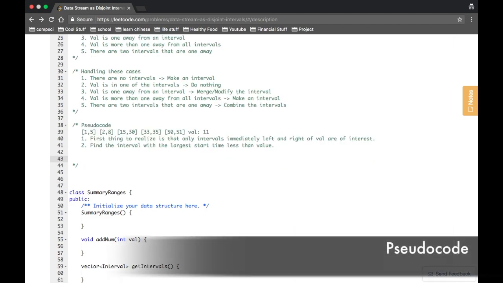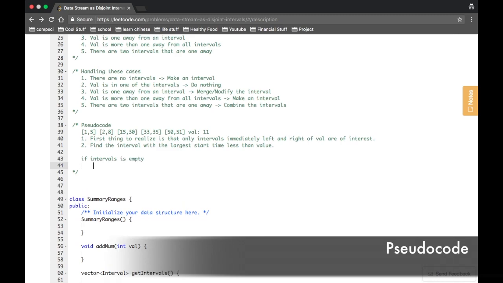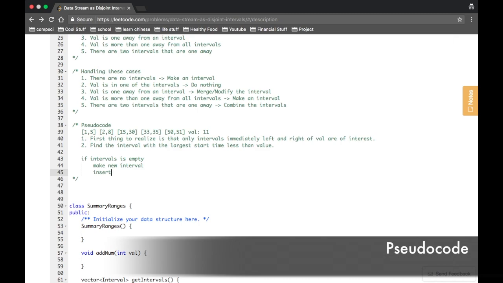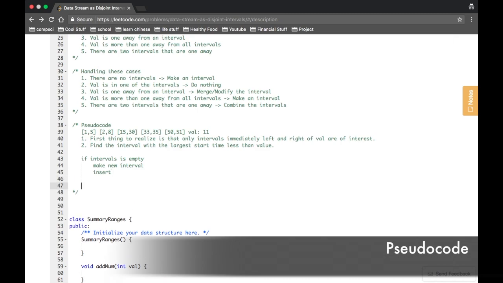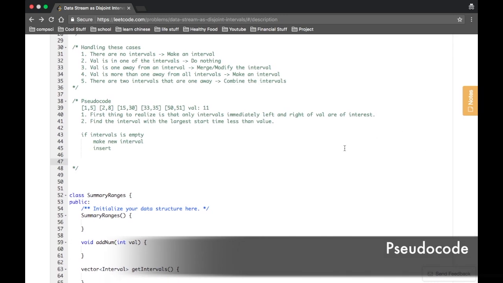Okay, so how's your pseudocode? I'll write some myself. First of all, we have to check if there are no intervals, then we make an interval, right? So if intervals is empty, then make new interval, insert. And sorry if my pseudocode is really not pseudocode syntax, but whatever.